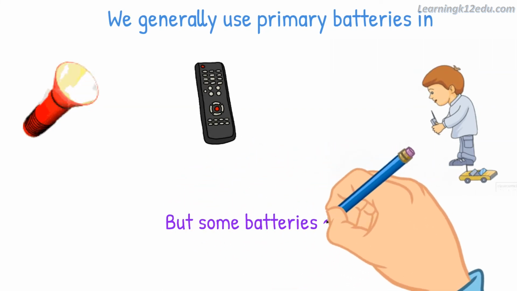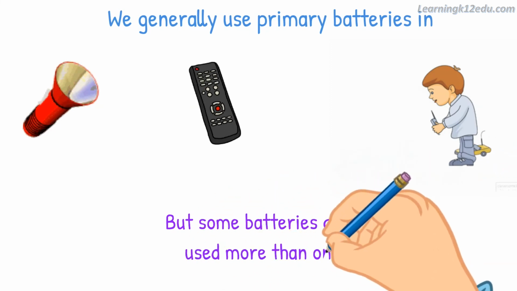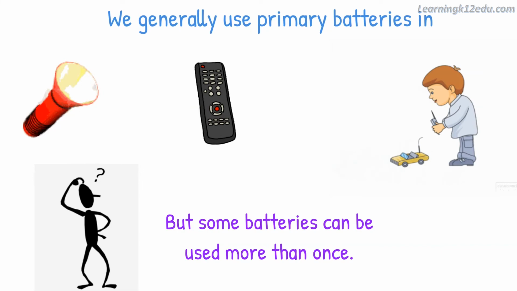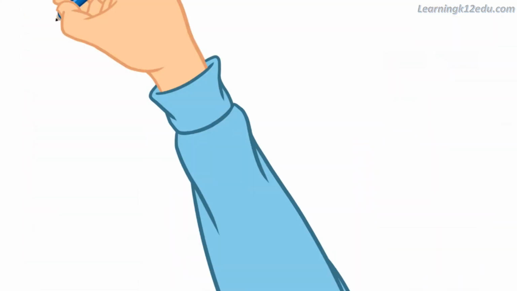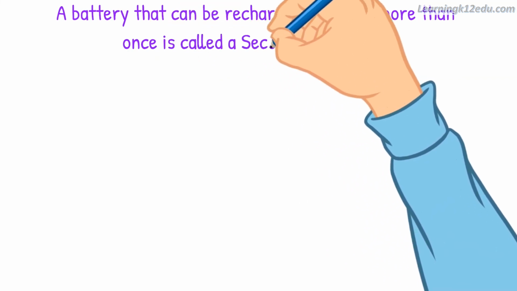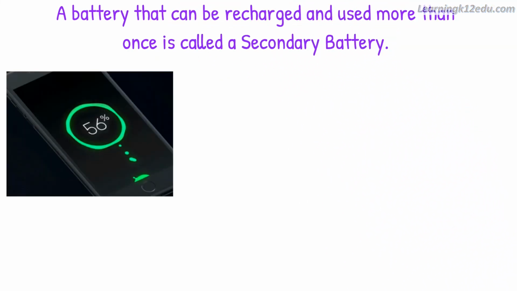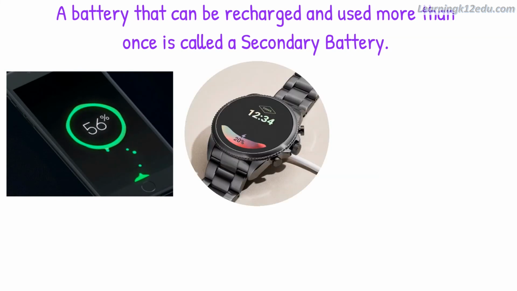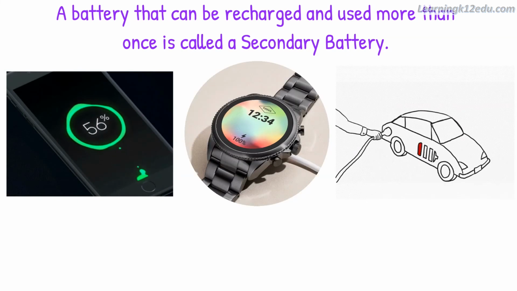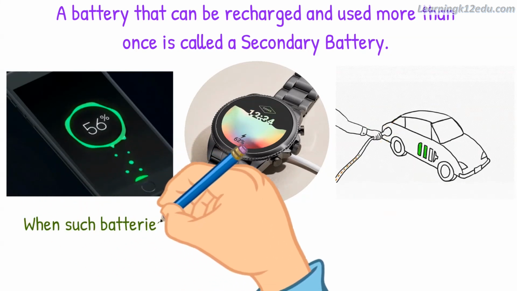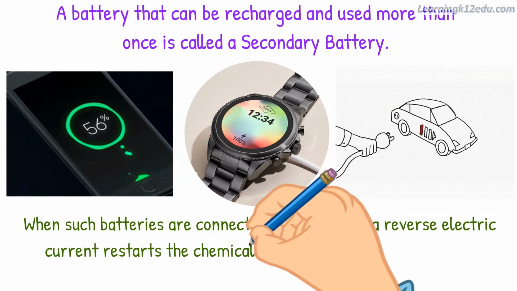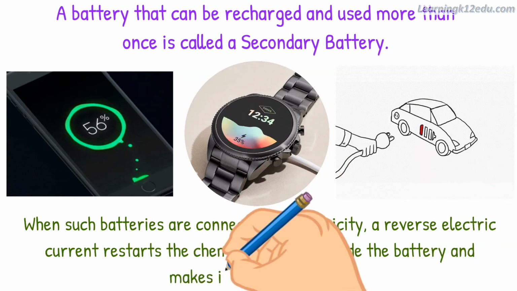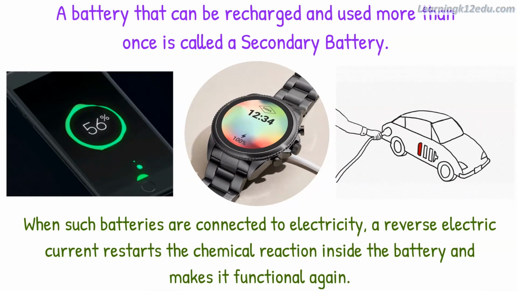But some batteries can be used more than once. A battery that can be recharged and used more than once is called a secondary battery. For example, the battery of mobile phones, the battery of smartwatches, and the battery of electric vehicles. When such batteries are connected to electricity, a reverse electric current restarts the chemical reaction inside the battery and makes it functional again.